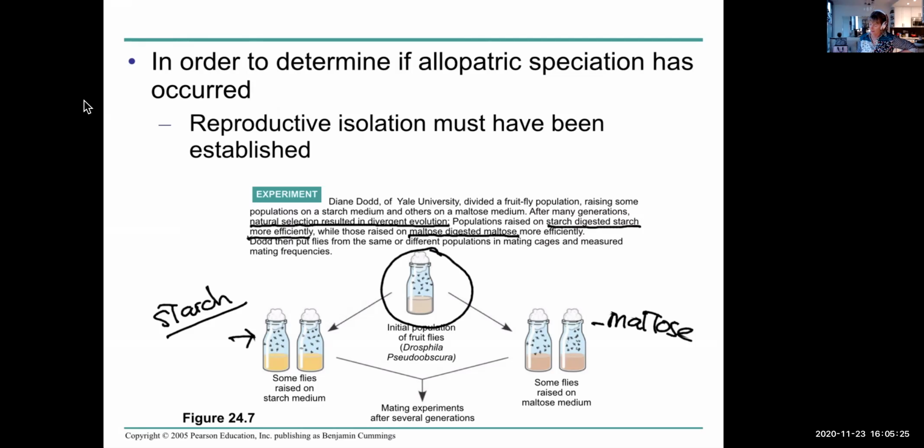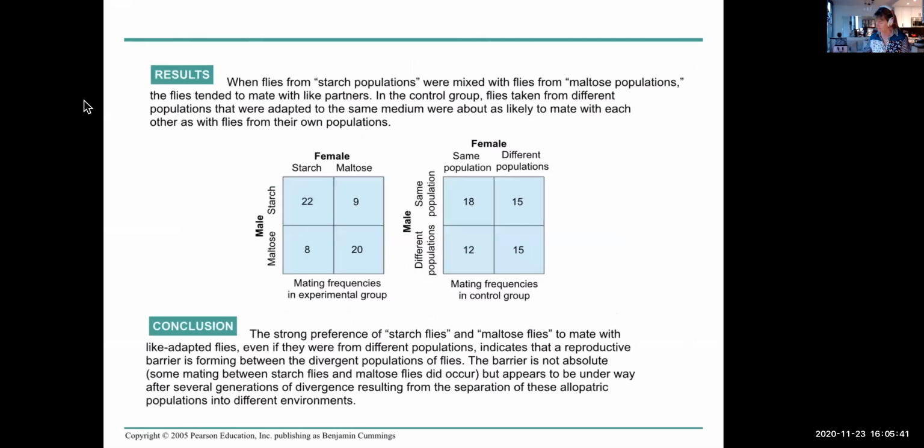So then the researcher, Dodd, put the flies from the same population, so starch and starch, or from different populations, so starch and maltose, into mating cages and measured mating frequencies and found this. Males and females together. So this is an example of the number of matings between starch and starch individuals. This is the number of matings between maltose and maltose individuals. And these are the maltose starch individuals.